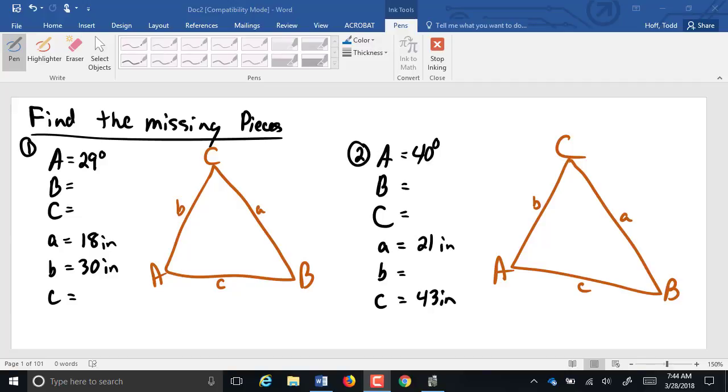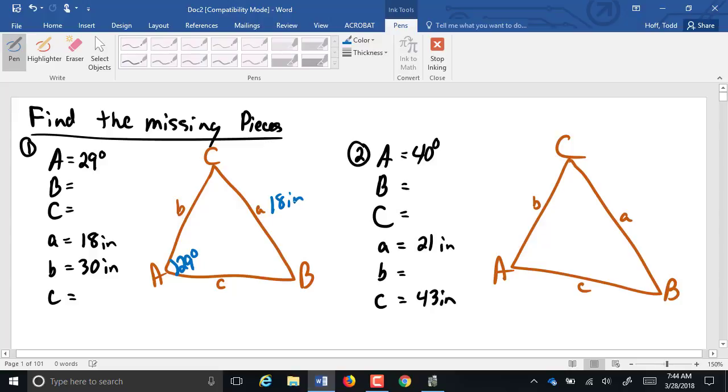So number one here, A is labeled as 29 degrees. And now I have no idea whether the diagrams I just sketched out are correct or not. I just drew two acute triangles randomly, just to have something to label. Side A is 18 inches, side B is 30 inches. So obviously my diagram is wrong because the scale is way off on those.